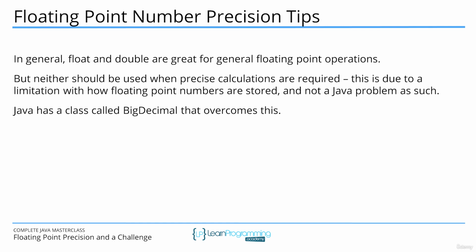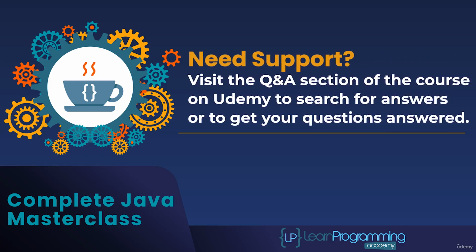Alright, so that's it now for the floating point data types. In the next video, we'll look at two more primitive types in Java, namely the char and the boolean. So I'll see you in the next video.